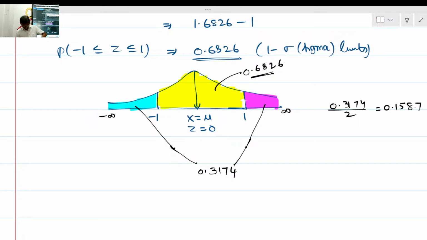1587. Now probability of x greater than 1 is z greater than 1, not x. X should be converted into z, and we write the interpretations in terms of z. Using z probability values you can find out our requirements. From this table, z less than or equal to minus 1 is 0.1587.